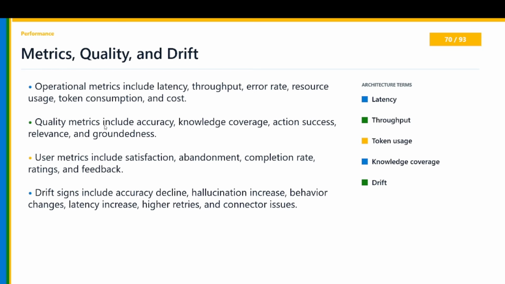Then quality metrics. To determine quality, that is the quality of the output, how accurate is the output, how relevant is the output to the business process, business information, and workflow. The quality metrics that will help you to measure this include accuracy, knowledge coverage, action success, relevance, and groundedness. Groundedness, we use knowledge coverage to do that. Accuracy, knowledge coverage, everything still depends on knowledge coverage here.